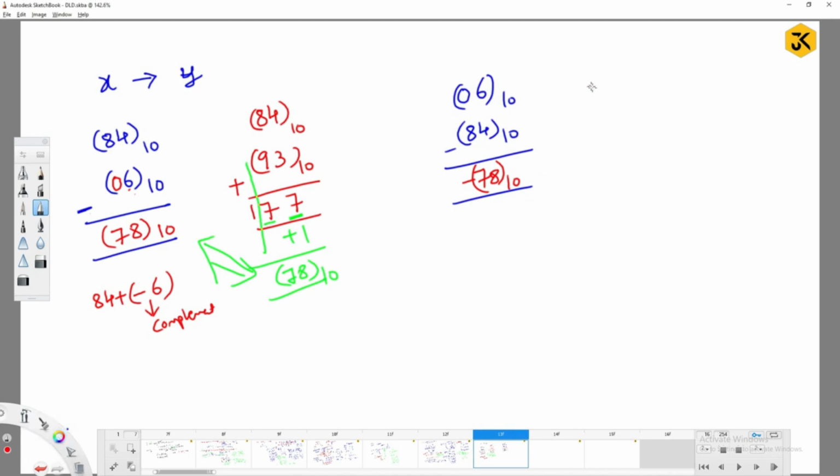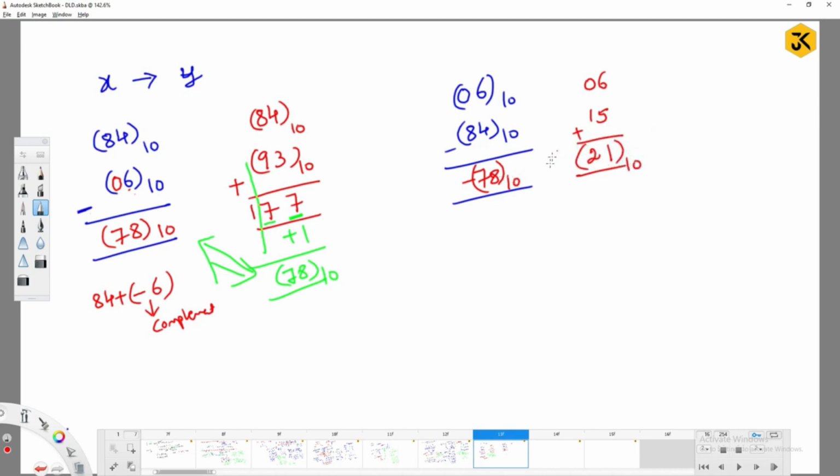So for the negative number you have to find the complement. 06, and for 84 the complement is 99 minus 84, which is 15, and then you simply perform addition. So the total is what? 21, which is base 10. Is it equivalent? No, it is not equivalent.